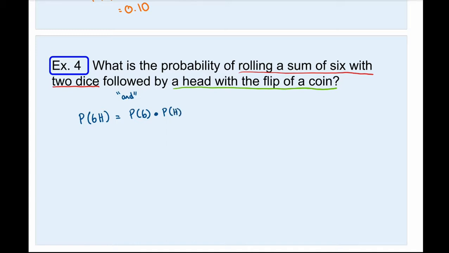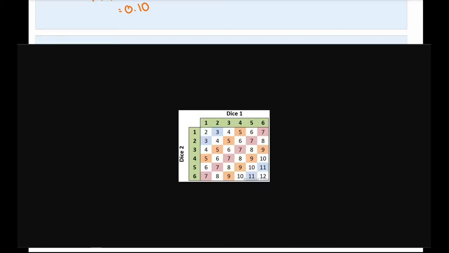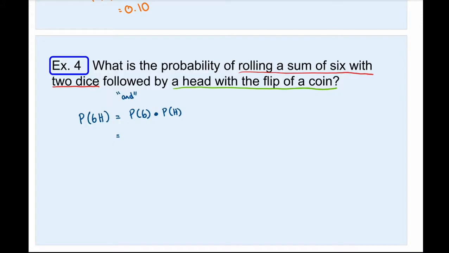If we're not too sure what the probability of getting a sum of 6 is, I can always go back to my previous note where I created the table for the sum of 2 dice. I can also bring it up here, and looking at it, we can see that the sum of 6 occurs 5 times out of 36.